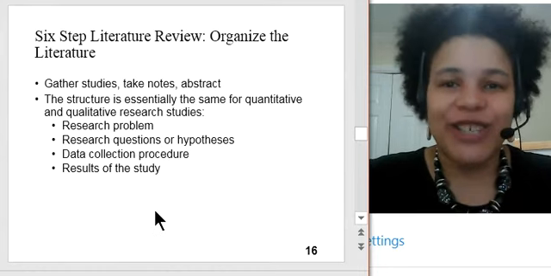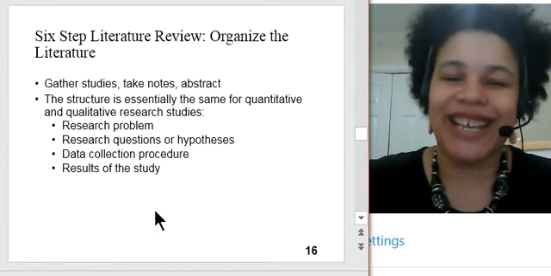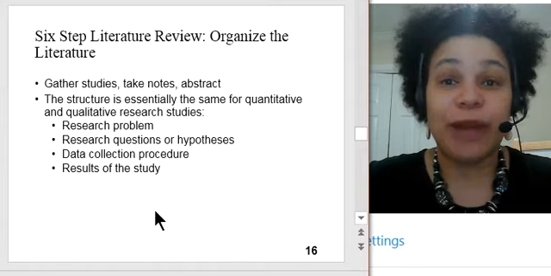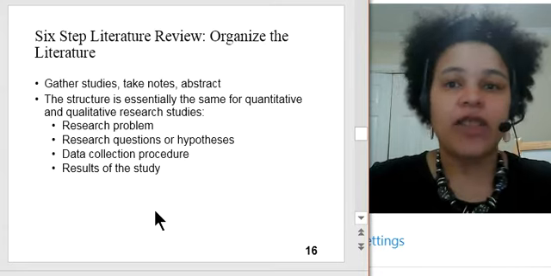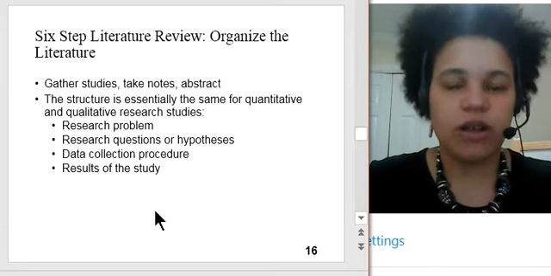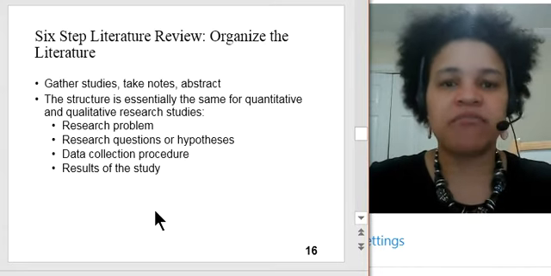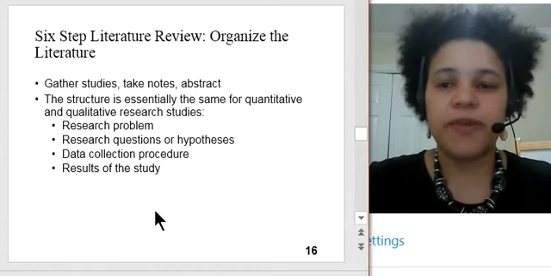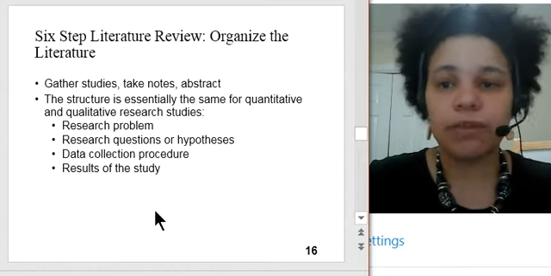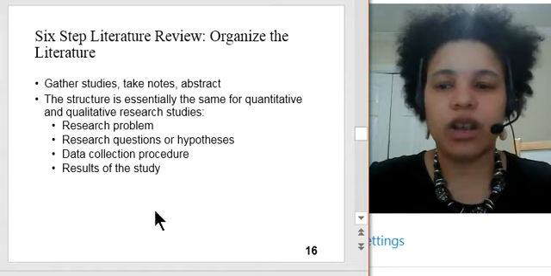You gather the studies, right? And for me, I'm a paper person, so gathering means I print them out. Take notes. For me, I've printed it out. I might highlight. Okay. The abstract is very important. A well-written abstract tells you so much about the study that that may be my main source of notes on a particular article.